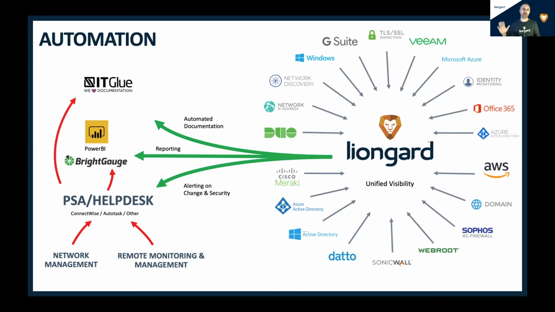Now, check this out. With one fell swoop, you just unified all those systems across the stack. Those systems that have different portals, different ways to access them, and different alerting. And you're bringing all that into one centralized location, Liongard, that feeds those other cool core tools that you're already using today, like your PSAs, your documentation platforms, and business intelligence solutions. And you're filling that with data that you can trust.